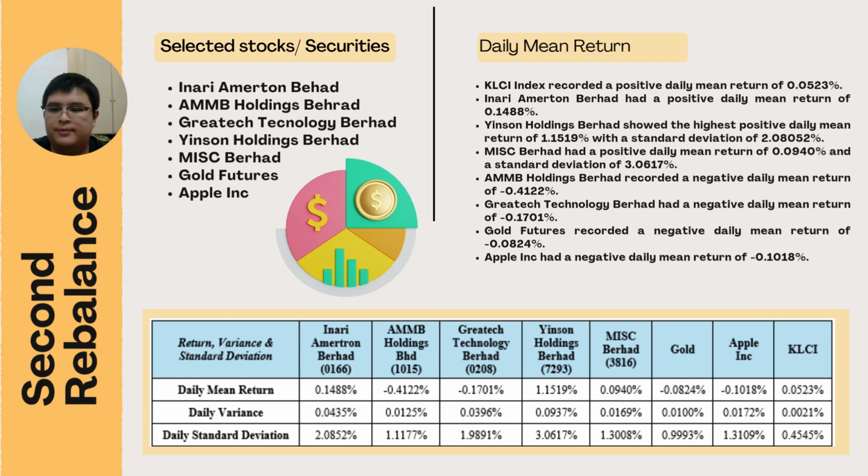Based on the table, Inari Amertron Berhad, Yinson Berhad, and MISC Berhad show positive daily mean return. Meanwhile, AMMB Berhad, Greatech Technology Berhad, Gold, and Apple record negative daily mean return. The daily standard deviation is positive for all assets.